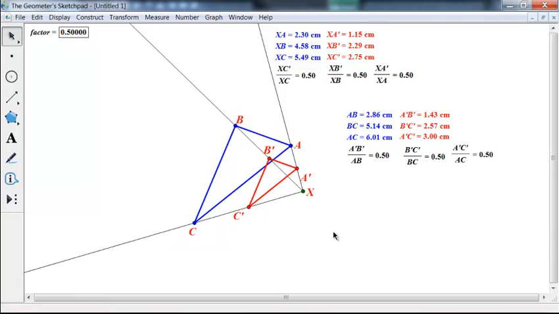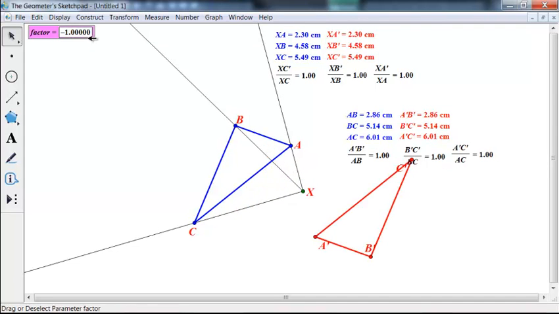Now the image is smaller than the pre-image, and the order is different. It goes center, image, pre-image, like that. The pre-image is the one in the middle. We can talk about a negative factor here, but this is a little bit different. A factor of -1 gives us something we call an inversion.